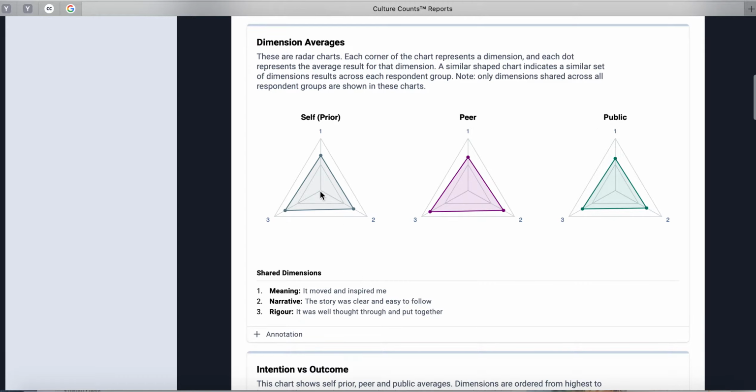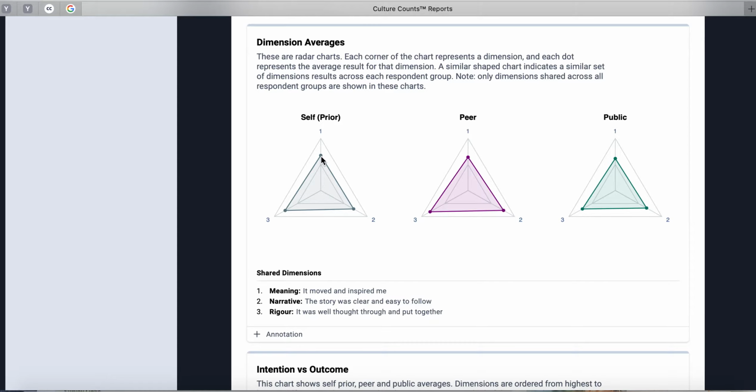Now the center point is 0. You've got a point here along the line. This is 0.5, and you can see at the end up here, this edge point is 1. Remember that dimensions are scored on a 0 to 1 scale to 2 decimal places. Okay, so it's 0, 0.01, 0.02, etc., etc.